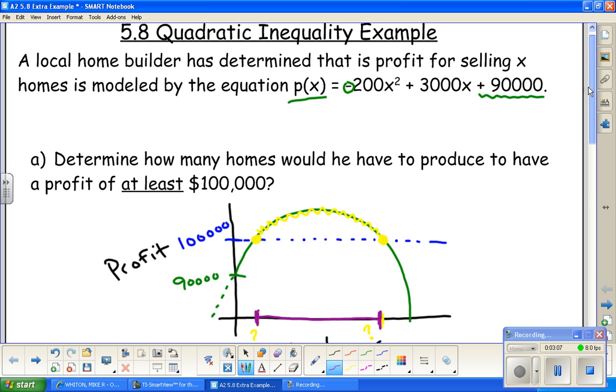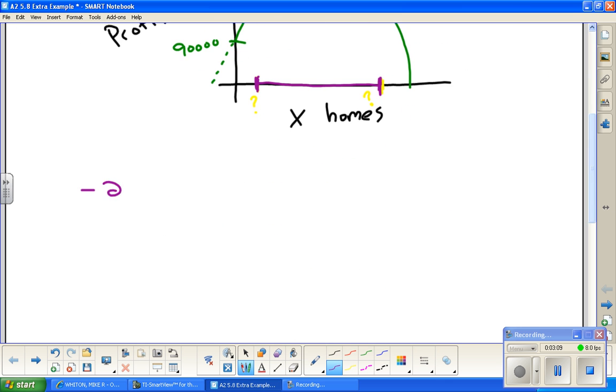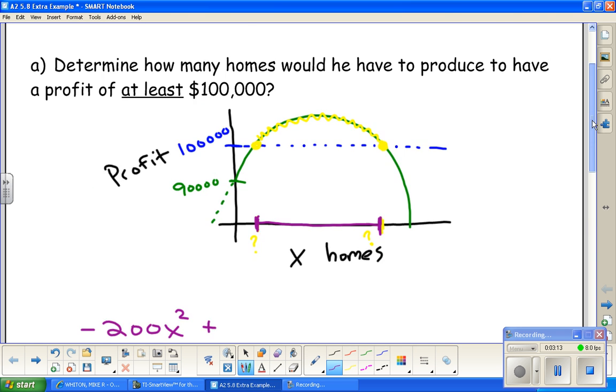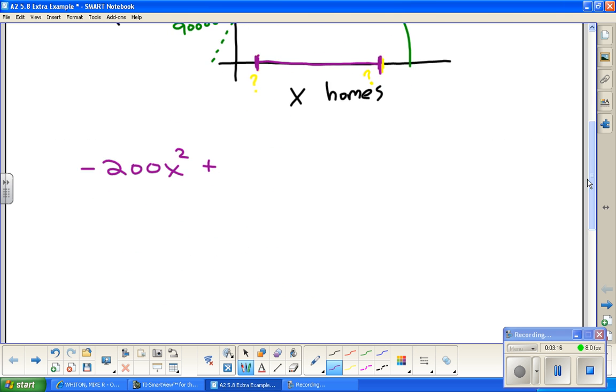So the profit again was negative 200x squared plus 3000x plus 90,000. And we want to find out, as the first step, when it equals 100,000. Technically our problem is going to be a greater than or equal to problem later, but we're going to solve it first. Remember step one of the SPIT method: solve it as if it were an equation.